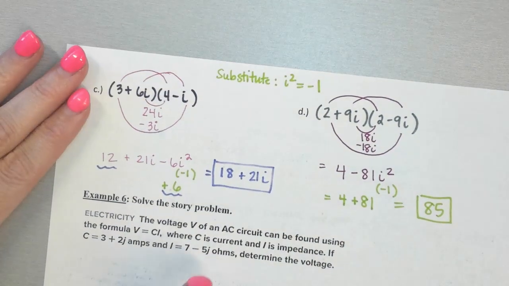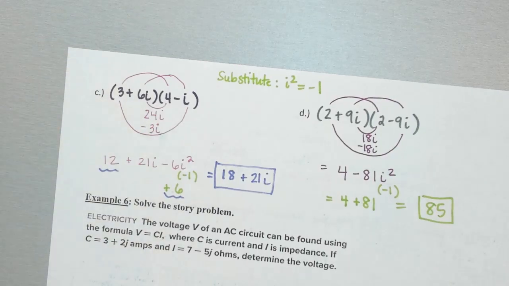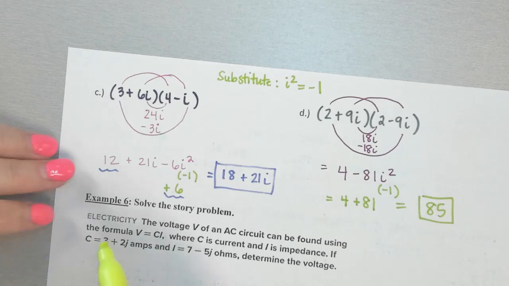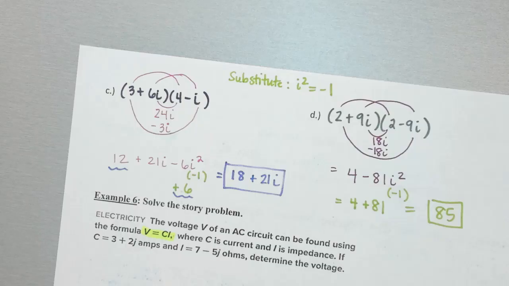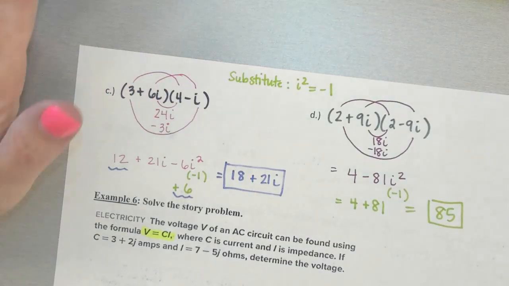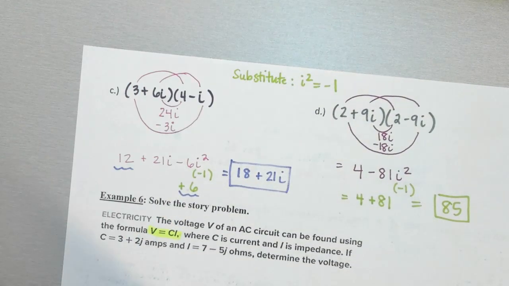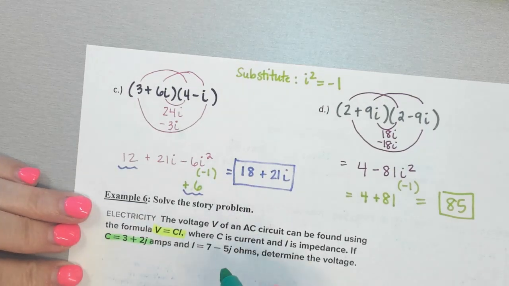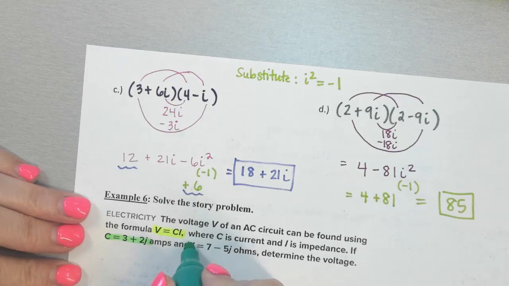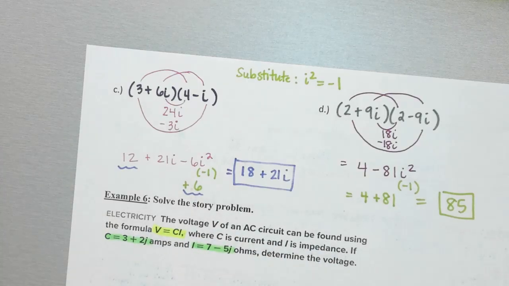All right, now this application is going to go with something we just talked about. It says the voltage V of an AC circuit can be found using the formula V is equal to CI, where C is the current, I is the impedance. I have to look up how to say that. So if C is 3 plus 2j amps, and I is 7 minus 5j ohms, determine the voltage.